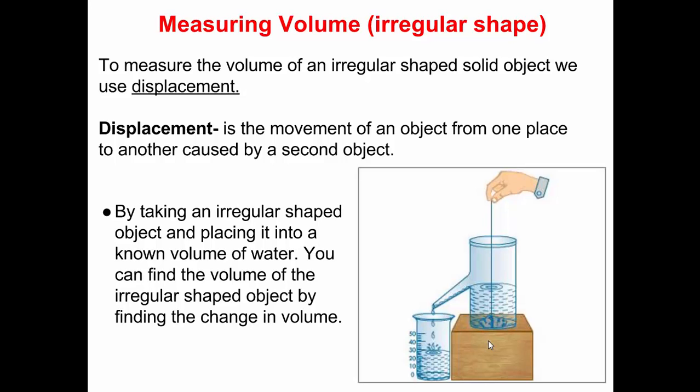And then we look again at our water line, at our meniscus, and it'll be higher than it was before. And so then what we do is we subtract the original volume from the new volume, and that gives us the volume of the rock. So again, when you take an irregularly shaped object and put it into a known volume of water, you can find the volume of the irregularly shaped object by finding the change in the volume.